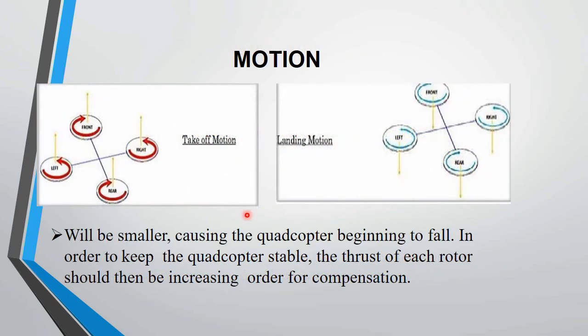Now the takeoff motion and landing motion will be smaller, causing the quadcopter to begin to fall. In order to keep the quadcopter stable, the thrust of each rotor should be increased for compensation.